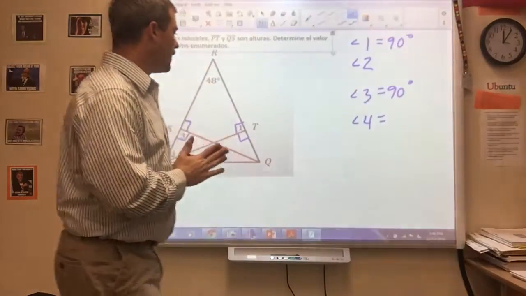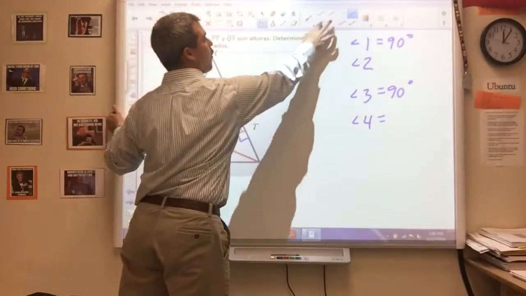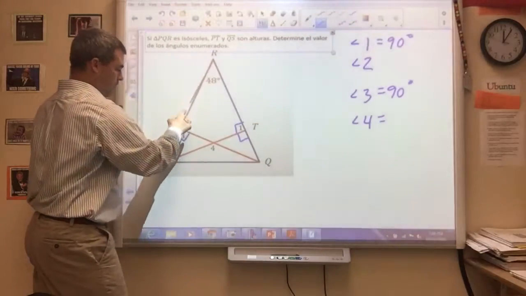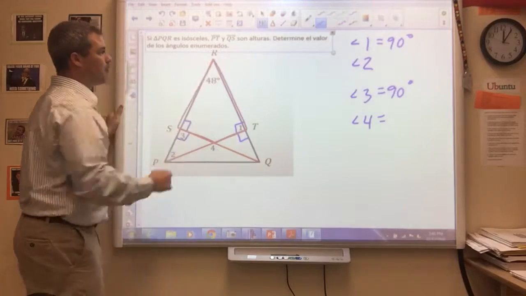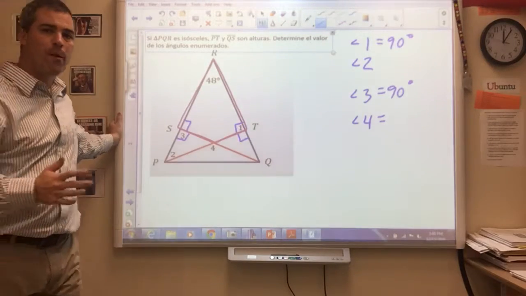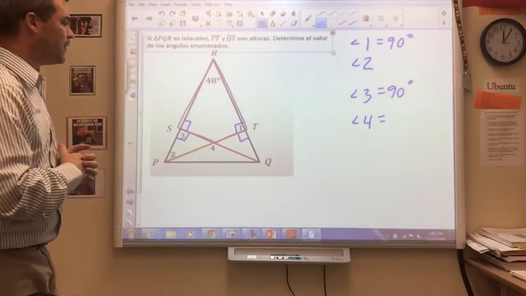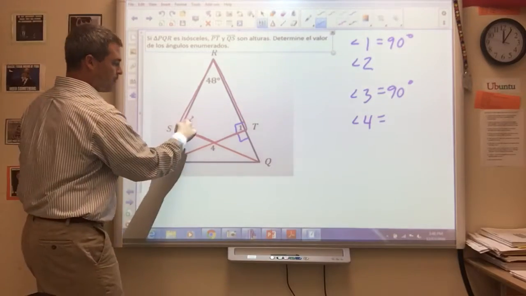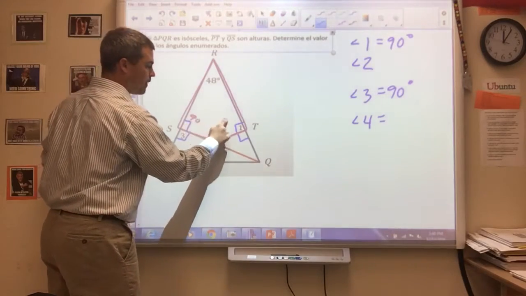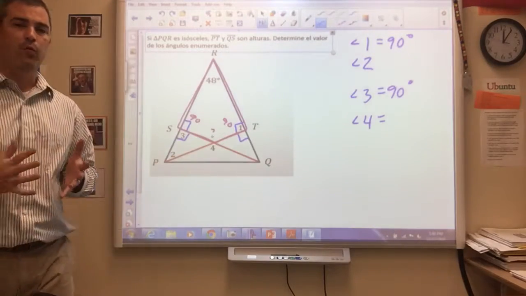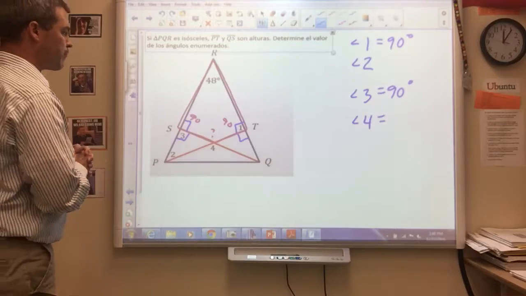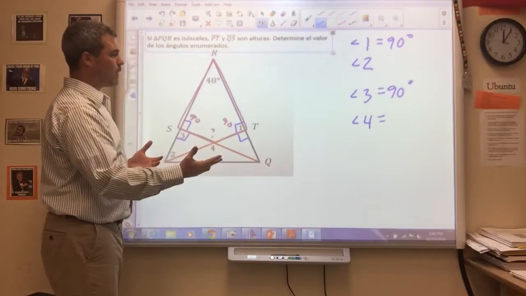So there's something else that I know. I know that I have a quadrilateral from R to S to here to T, back up to R. And what I know about a quadrilateral is all 4 angles add to 360. So if I have 90, 90, 48, and something, those 4 angles must add to 360. So 90 and 90, I'm halfway there.